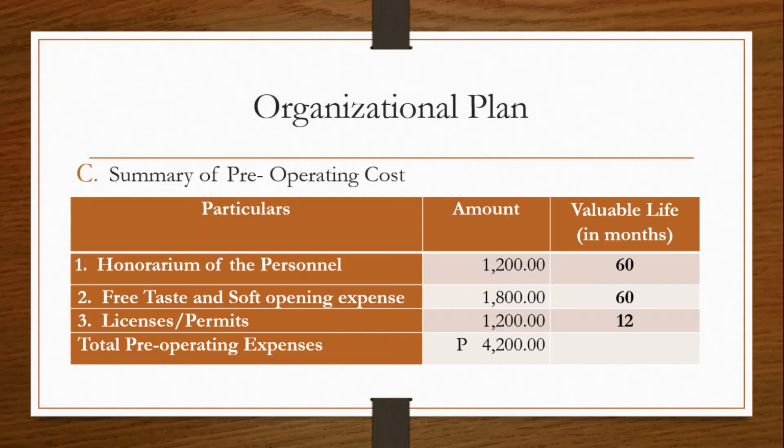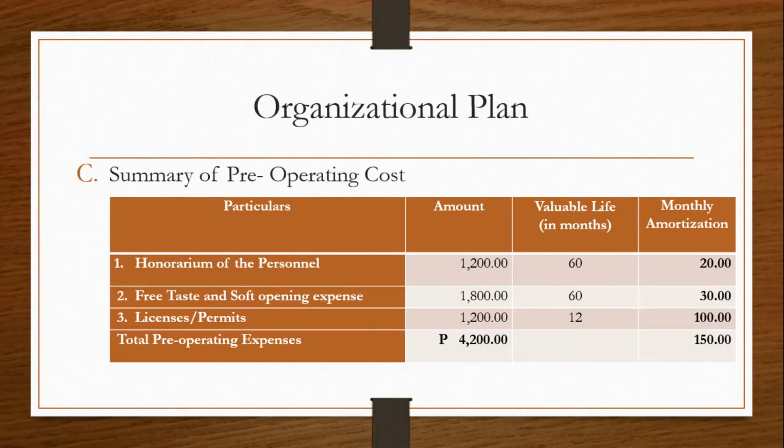Like, for example, the training of personnel. We can amortize that for 5 years. The license will expire in 1 year. We can amortize that for 1 year. And finally, we will discuss the fourth and final element. This is where we ask how much we can earn and how much cash requirement we need.